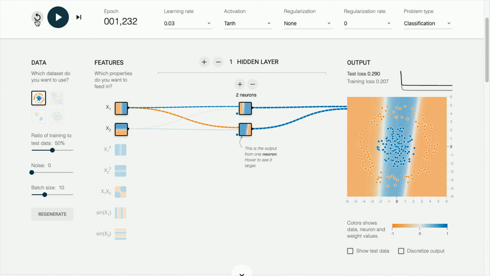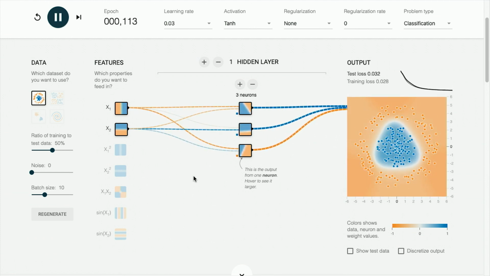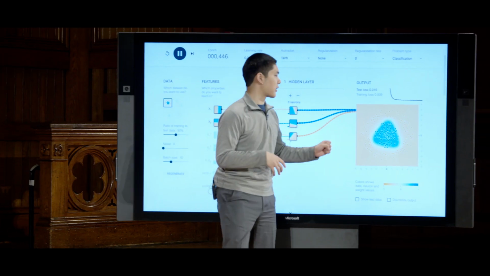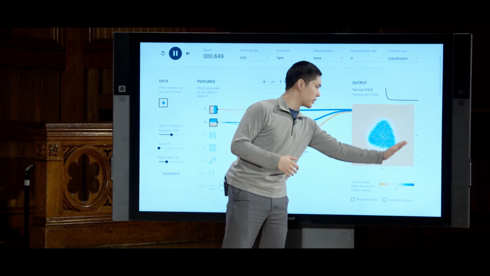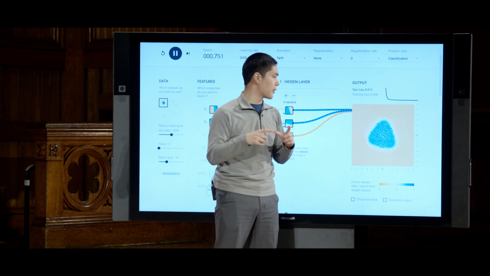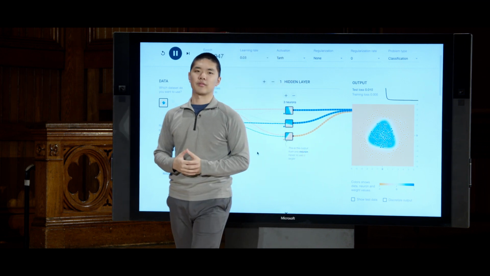But let's now go ahead and add a third neuron and see what happens now. I go ahead and train it. And now, using 3 different decision boundaries that are learned by each of these hidden neurons, we're able to much more accurately model this distinction between blue points and orange points. We're able to figure out, maybe with these 3 decision boundaries, combining them together, you can imagine figuring out what the output should be and how to make that sort of classification.